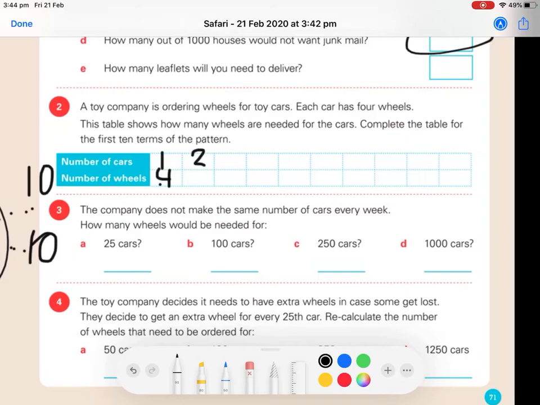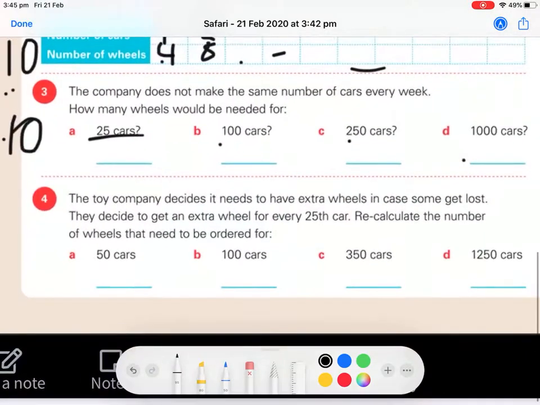So number of cars, 1, you'll need 4 wheels. 2 cars, you'll need 8. Okay, you get it now. The company does not make the same number of cars each week. How many wheels would be needed for 25 cars? So again, finishing off that until you get to 25, hopefully you'll see a bit of a pattern so you don't have to do everything. 100 cars, 250 and 1,000 cars. Remember, these are the tricky ones, so do your best.